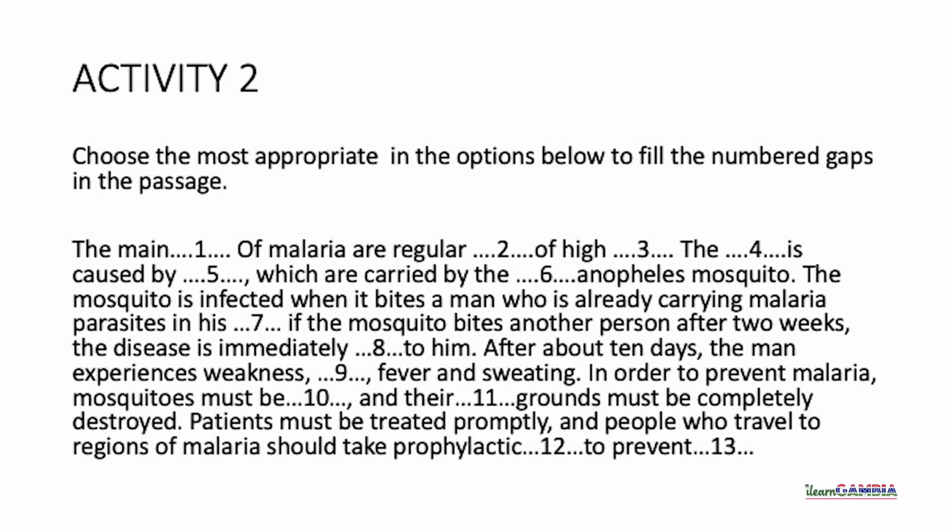After about 10 days, the man experiences weakness, dash, fever, and sweating. In order to prevent malaria, mosquitoes must be dashed, and their dash grounds must be completely destroyed. Patients must be treated promptly, and people who travel to regions of malaria should take prophylactic dash to prevent dash. Okay?